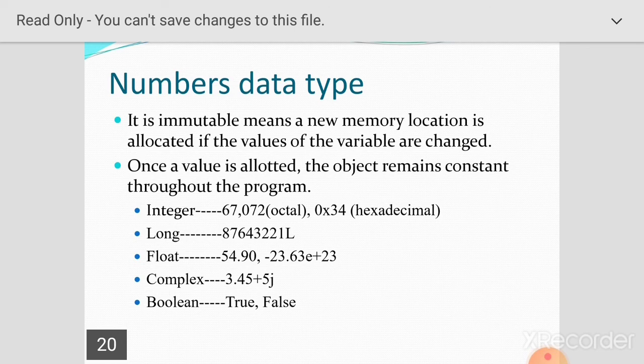Now integer. You know that integer values are there, so you can give them in whichever way you want, octal numbers or hexadecimal numbers. Now coming to long. Long means it's a very big number. Float means point values. Complex means a plus bj, in that form. Boolean. Boolean means what? True or false.